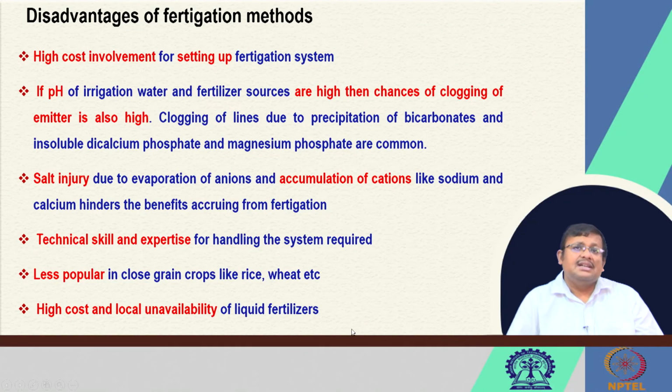However, at the same time there are several disadvantages of fertigation methods also. For example, high cost of investment for setting up the fertigation system, and if the pH of irrigation water or fertilizer sources is high, then there are chances of clogging of the emitters. There are certain salts like bicarbonates and insoluble dicalcium phosphate and magnesium phosphates which can precipitate and clog the fertigation system. There could be salt injury due to evaporation of anions and accumulation of cations like sodium and calcium, which can hinder the benefits accruing from fertigation.